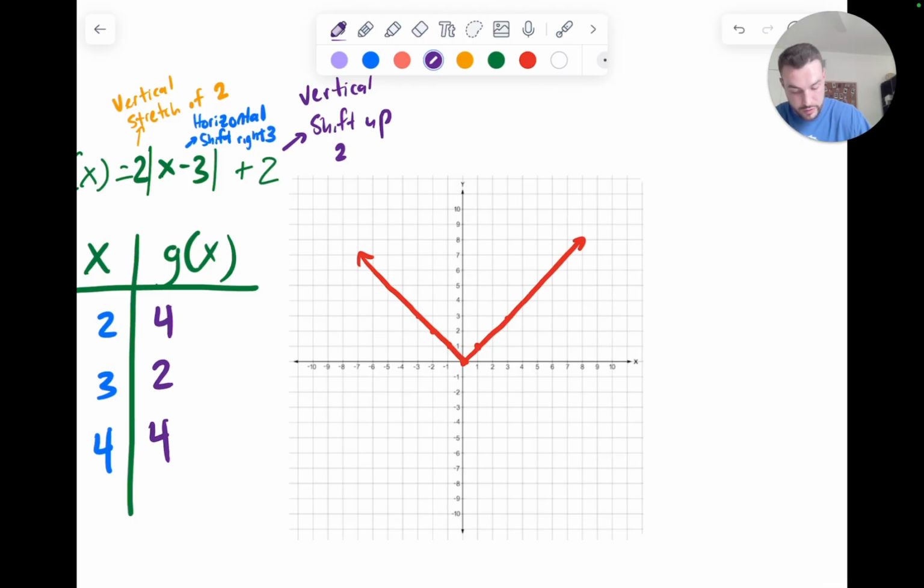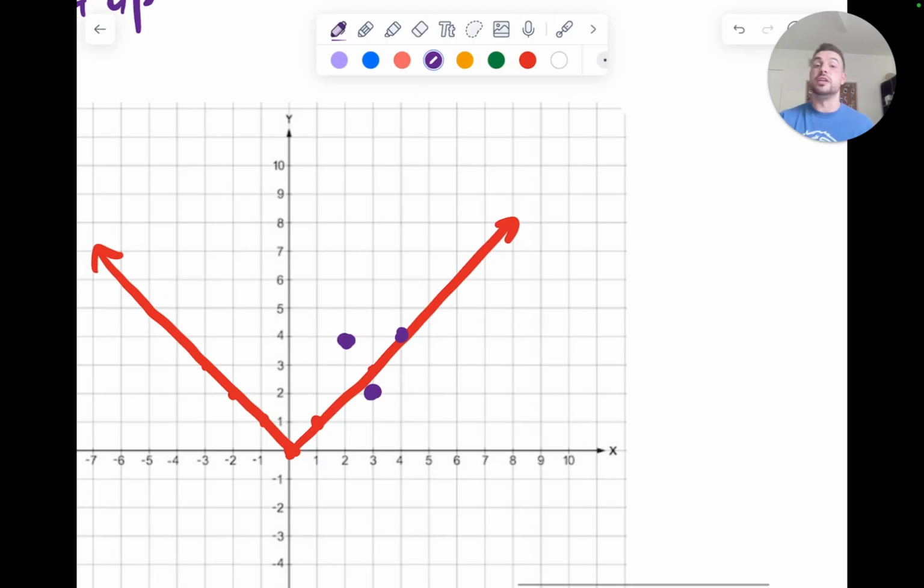So I've got 2, 4. I've got 3, 2. And then I've got 4, 4. So if we use the same shape as our parent function, which is a V, our function should look something like this.